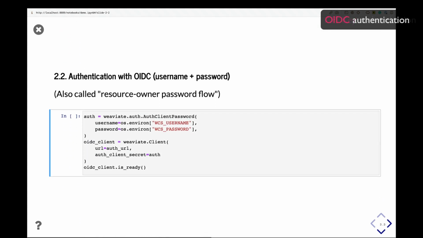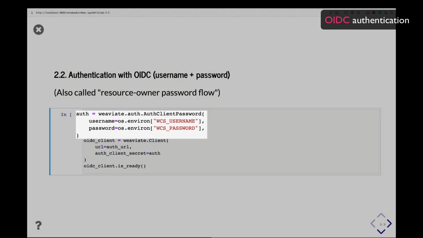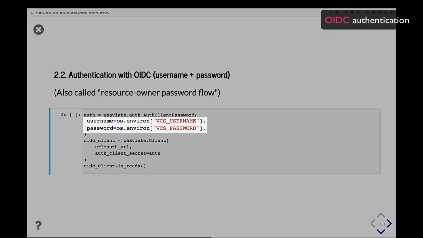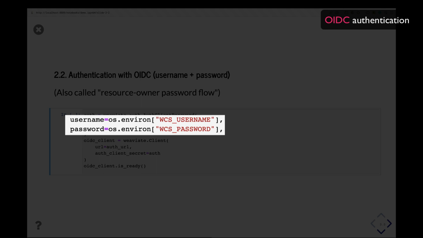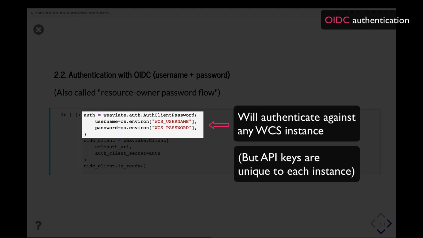Let's try the same with username and password. This uses a standard protocol called OIDC, or OpenID Connect, which is a little more complex under the hood. Weaviate instances and WCS are configured to authenticate users based on their WCS credentials, so you can just pass them on like so. Notice here that I'm using a different class called authClientPassword and passing on my WCS username and password. These credentials could be used for any of my WCS instances, whereas each API key will be unique to that particular Weaviate instance only.